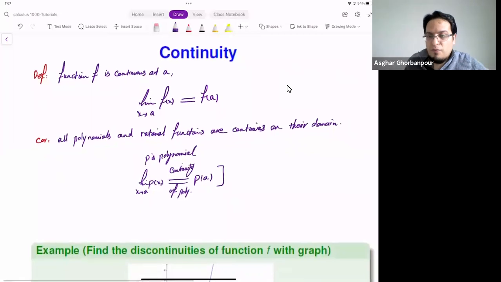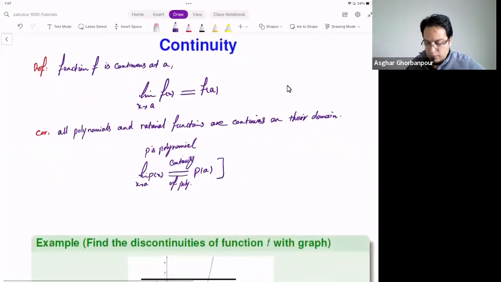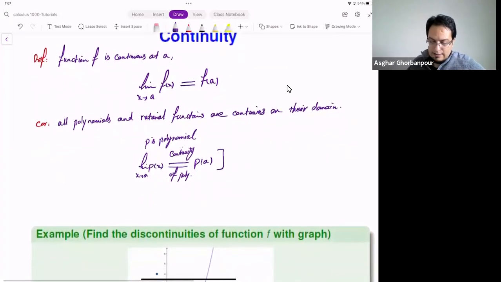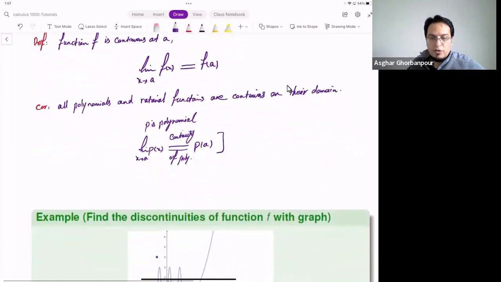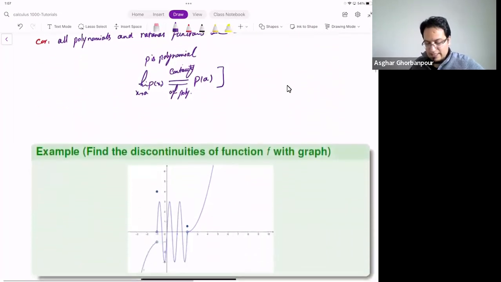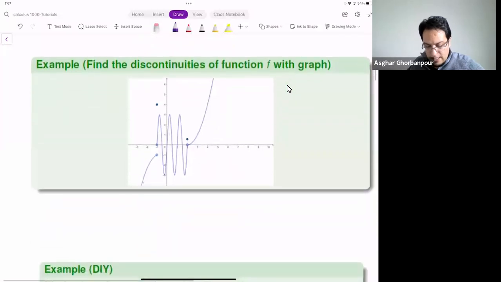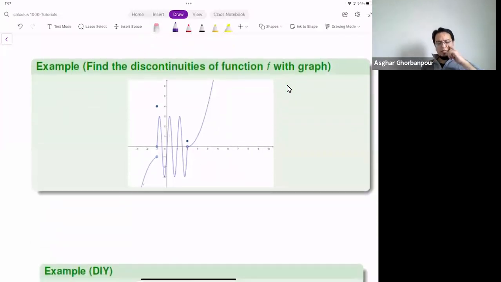We have done enough work with the limit laws, and that will give us a little bit of space to freely walk around and find these values. Let's do some examples here using the graph.